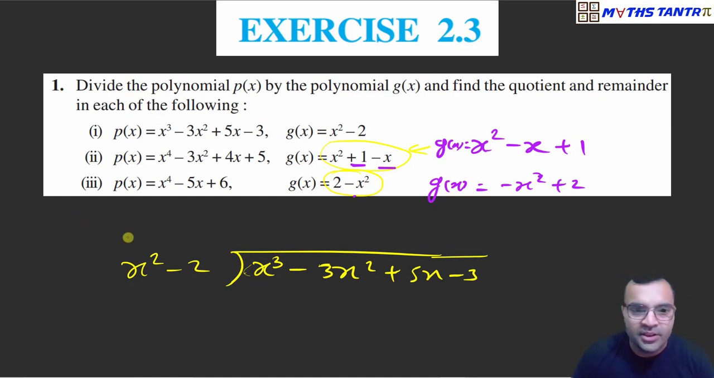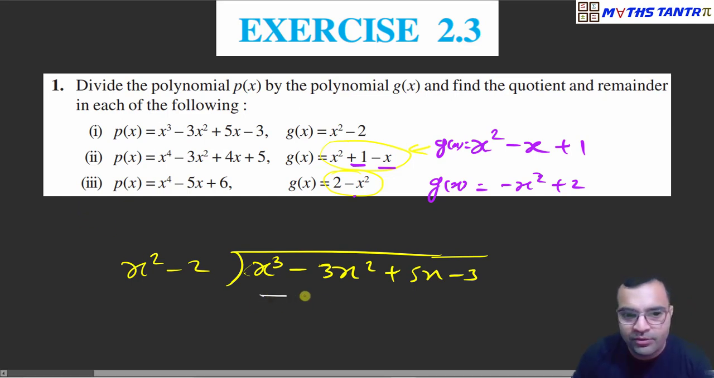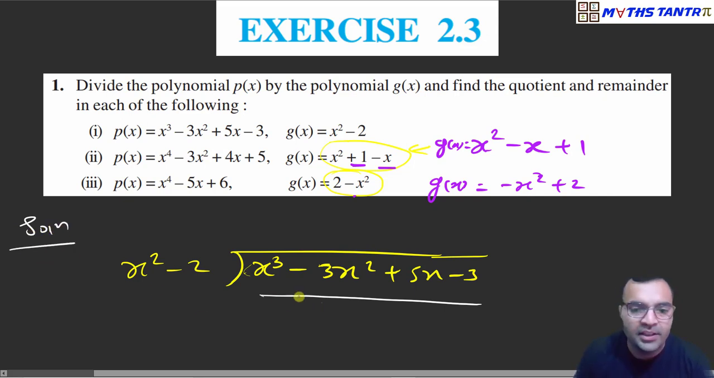What was the first condition? We should check the degree of the dividend. This is solution 1, first question. Degree of the dividend should be greater than or equals to degree of divisor. Here the degree is 3, here the degree is 2, so the dividend's degree is greater. So first condition is satisfied.